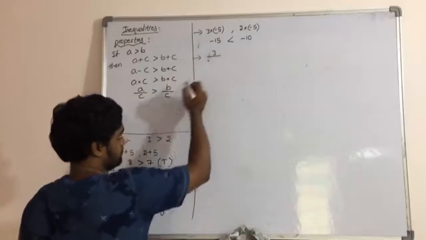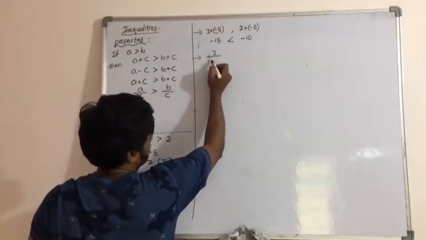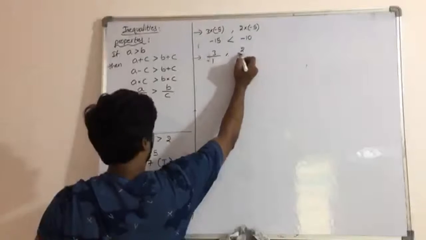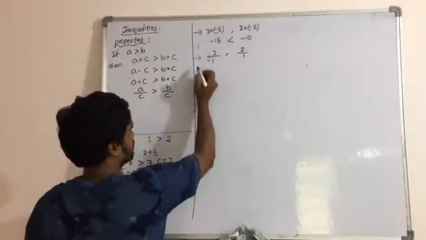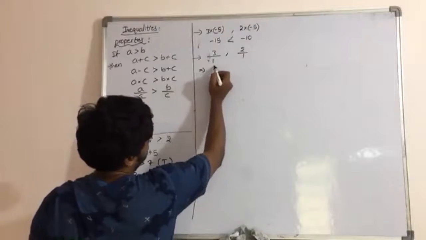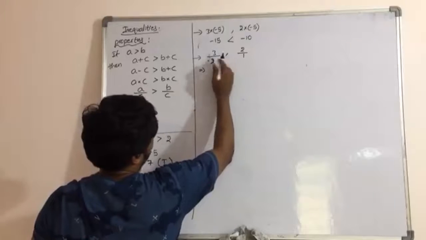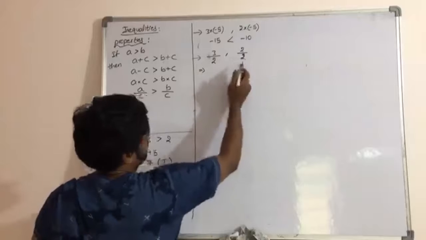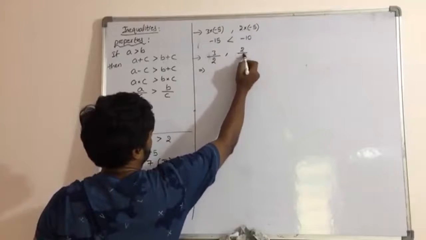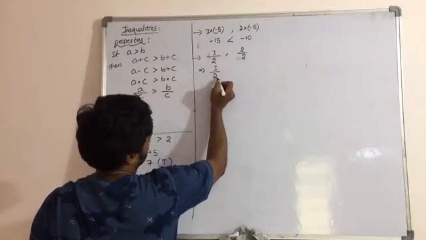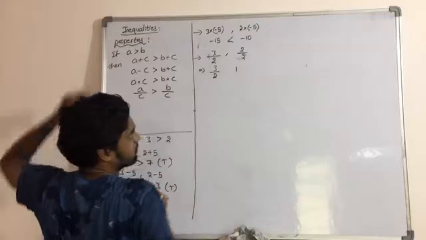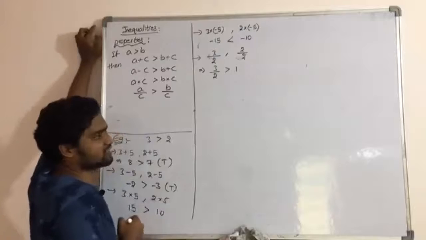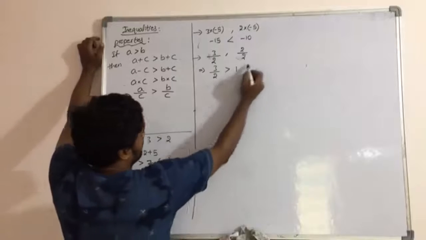3 by 1, 2 by 1. I am dividing with 1 on both sides. Or divide with 2 on both sides. Okay. Divide with 2 on both sides. So 3 by 2, 1. Which is greater? Obviously 3 by 2 is greater. 3 by 2 is greater than 1. True.